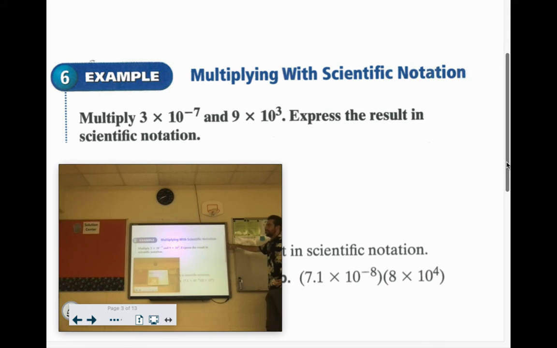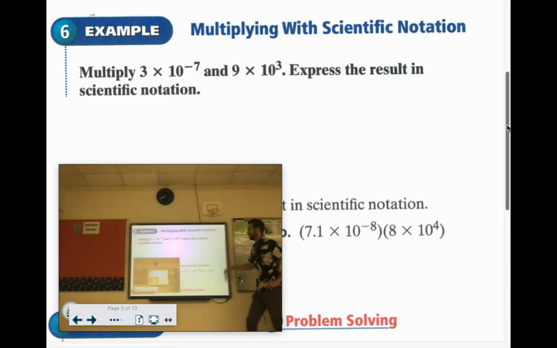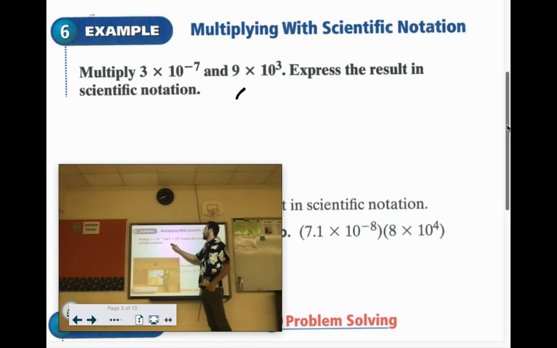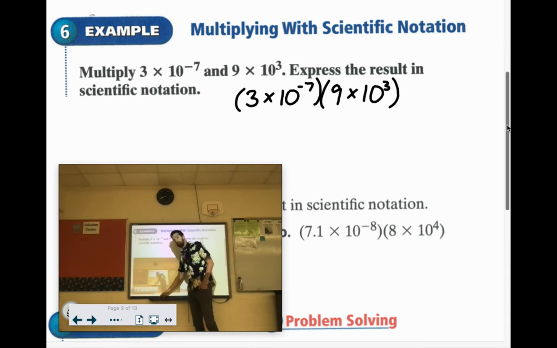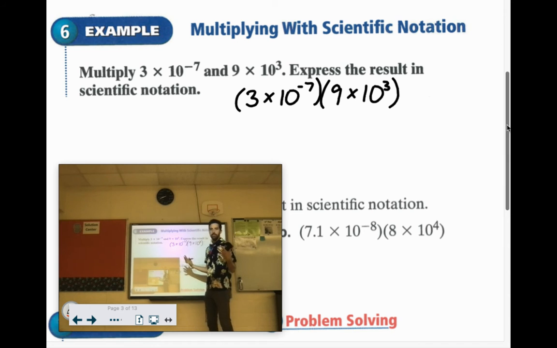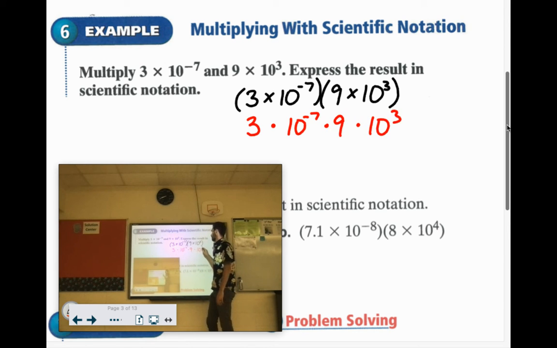Multiply 3 times 10 to the negative 7th and 9 times 10 to the 3rd. Express the result in scientific notation. So a lot of times you'll see it like this. But like we've talked about with the commutative and associative properties, if everything's being multiplied, it doesn't matter the order that you're multiplying it. So let's think of it more like this for now. And let's do what's easiest for us.